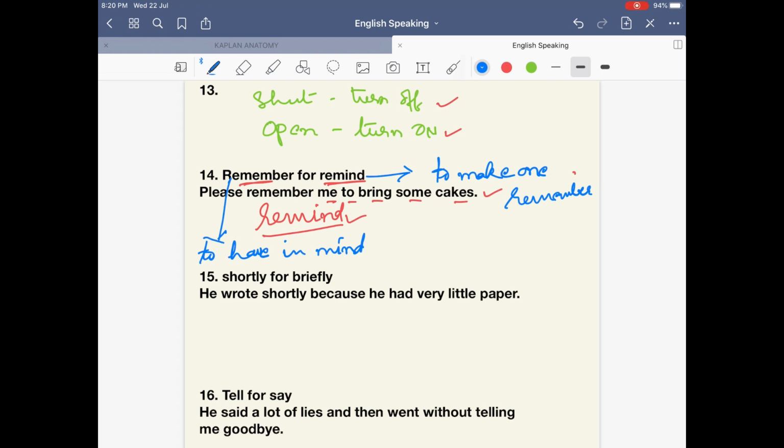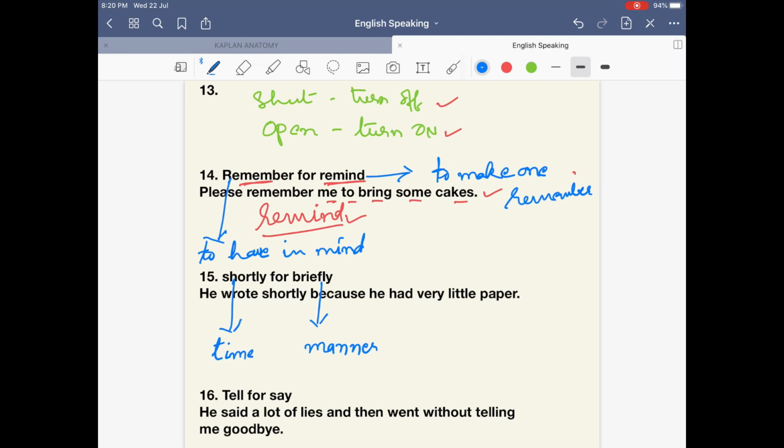Now, the next sentence is to show the difference between two words, shortly or briefly. These are two different adverbs actually. So, first I am telling you the difference between shortly and briefly. Shortly refers to time. Whenever we say shortly, it refers to time, and briefly is used to show the manner. Manner means the way we are doing some work.